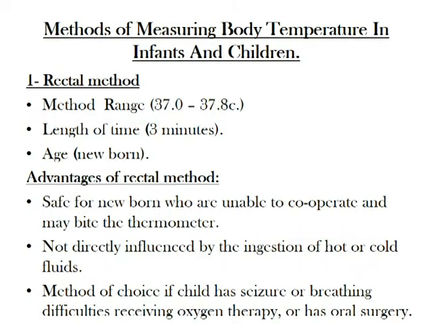Methods of measuring body temperature in infants and children. Rectal method. Range 37 to 37.8. Length of time 3 minutes. Age: newborn. Advantages of the rectal method.